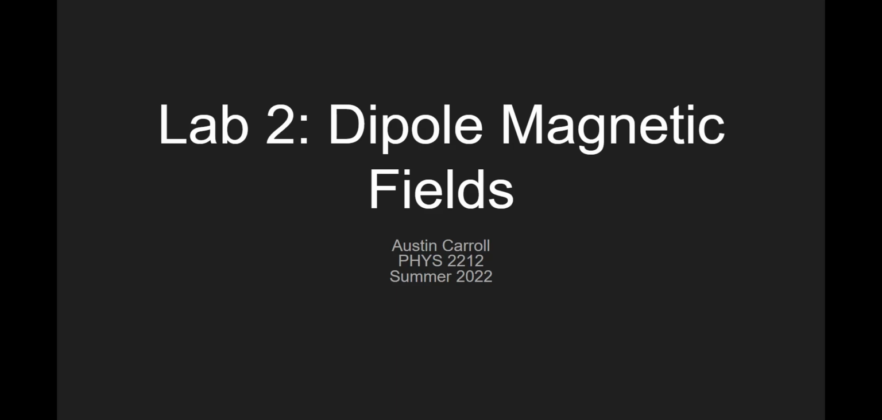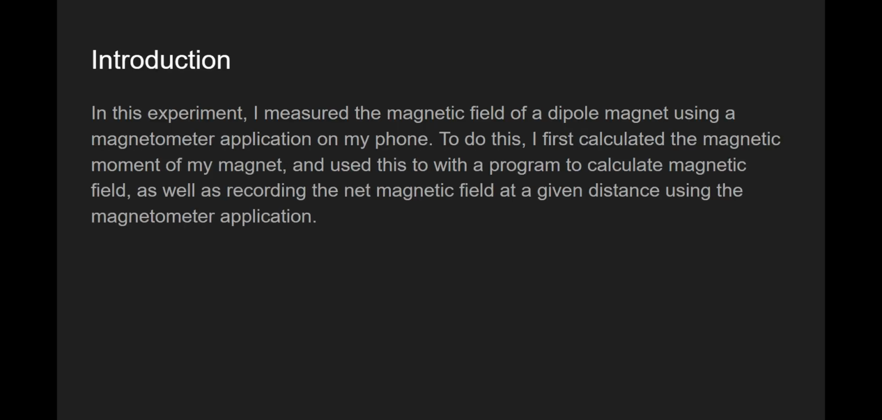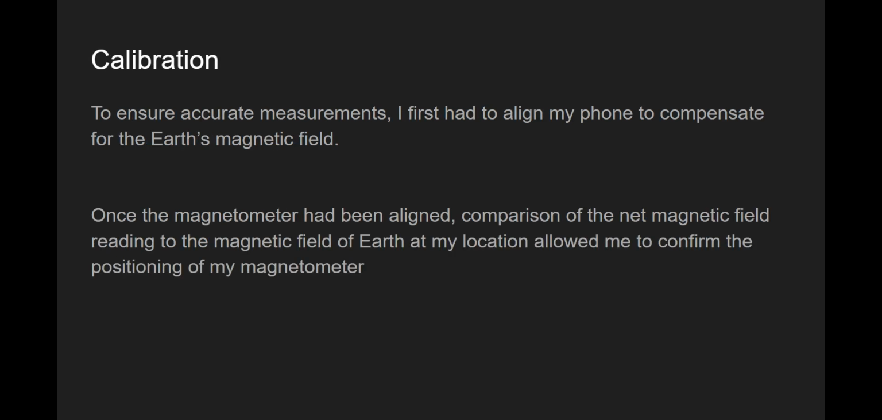Lab 2, Dipole Magnetic Fields. In this experiment, I measured the magnetic field of a dipole magnet using a magnetometer application on my phone. To do this, I first calculated the magnetic moment of my magnet and used this with a program to calculate magnetic field, as well as recording the net magnetic field at a given distance from the magnetometer using the application.